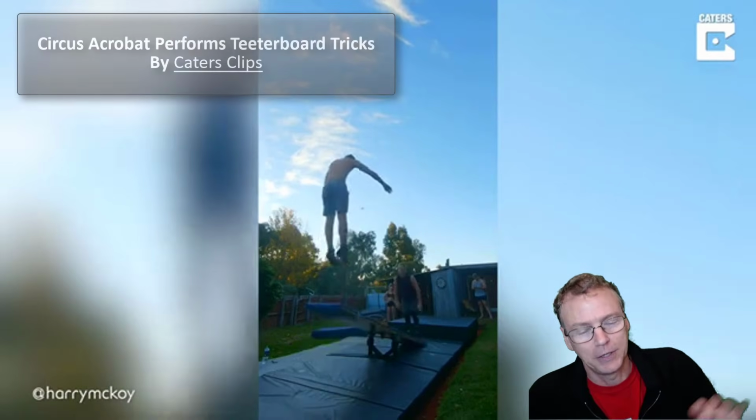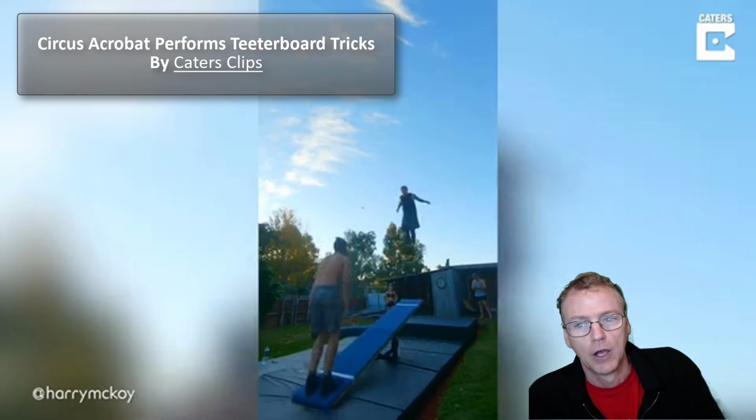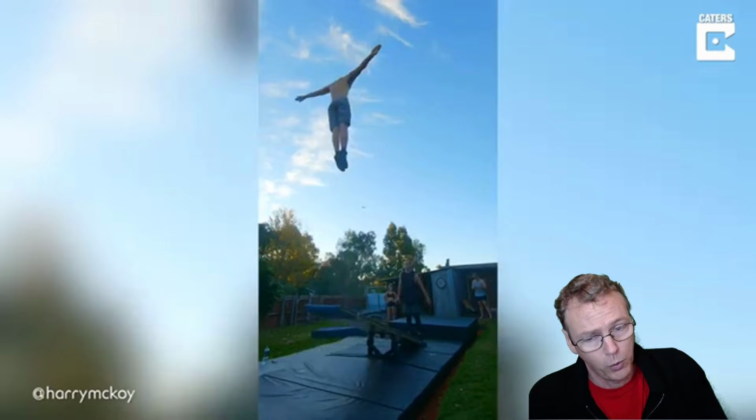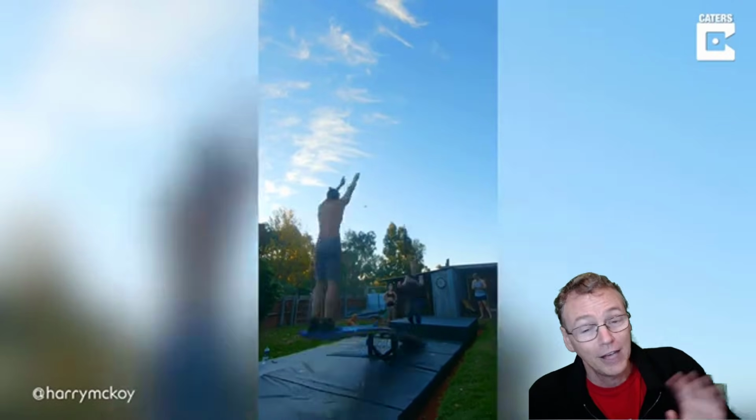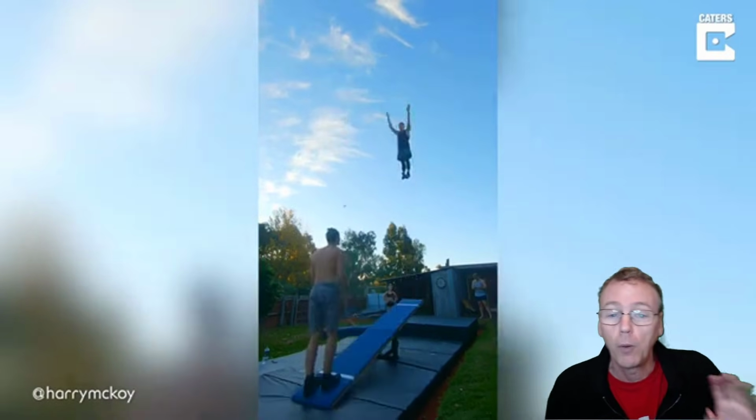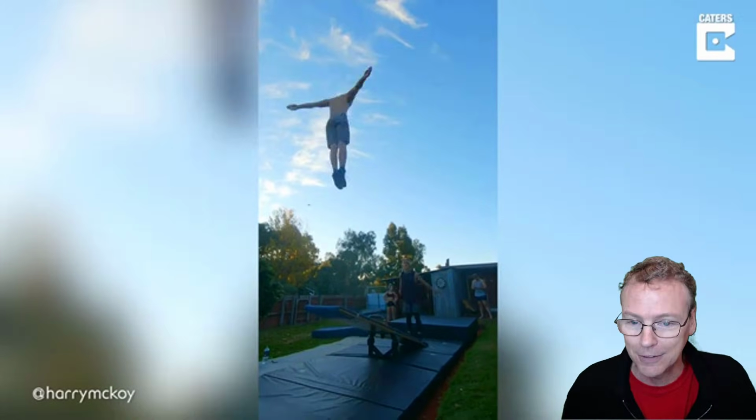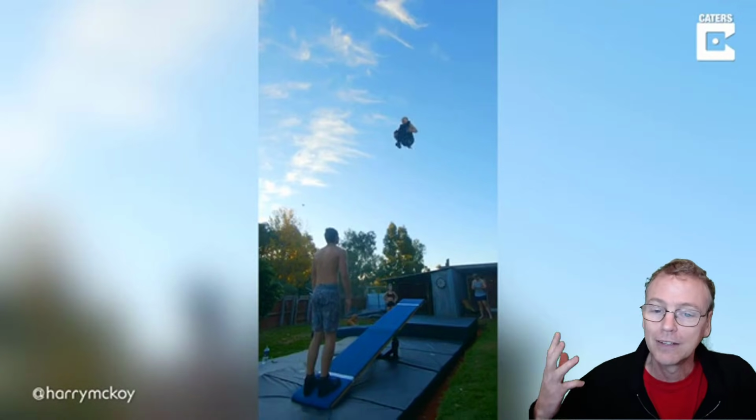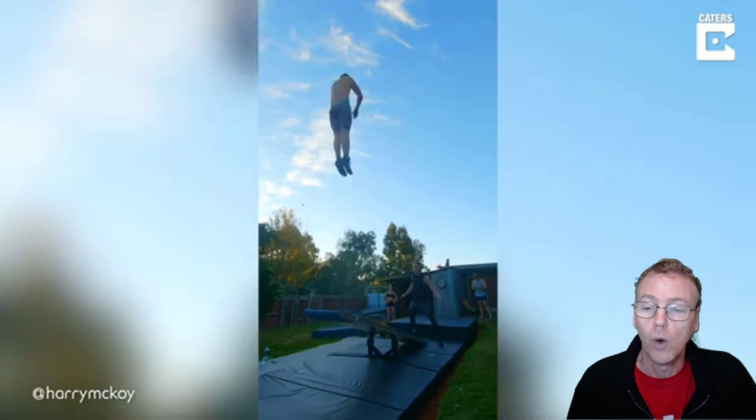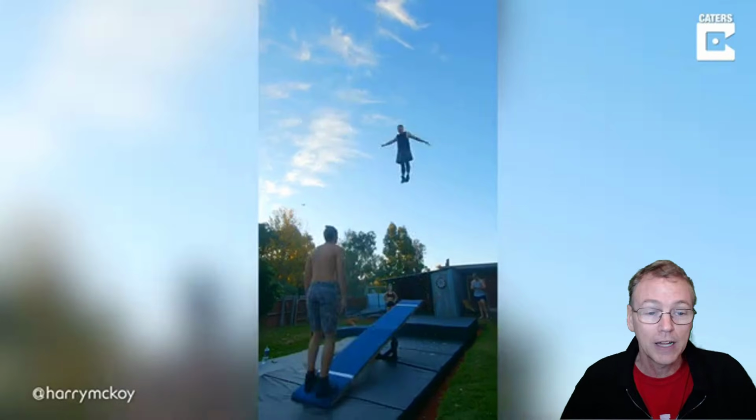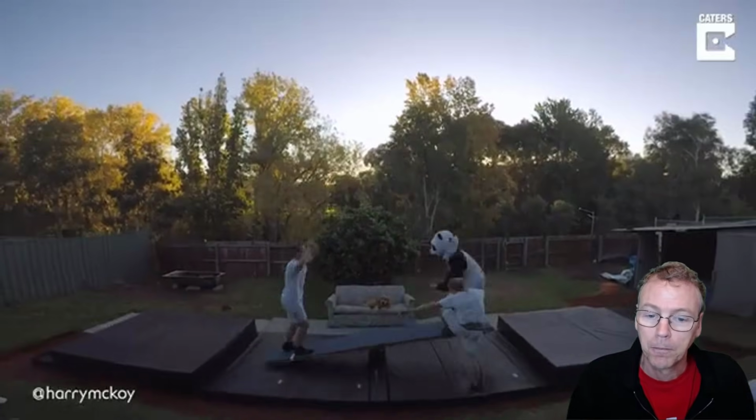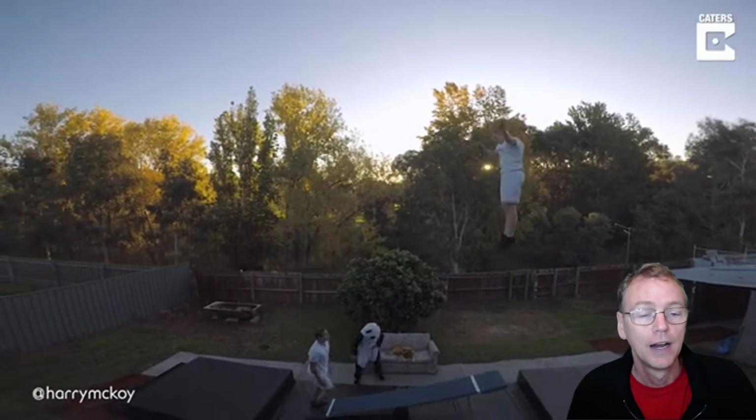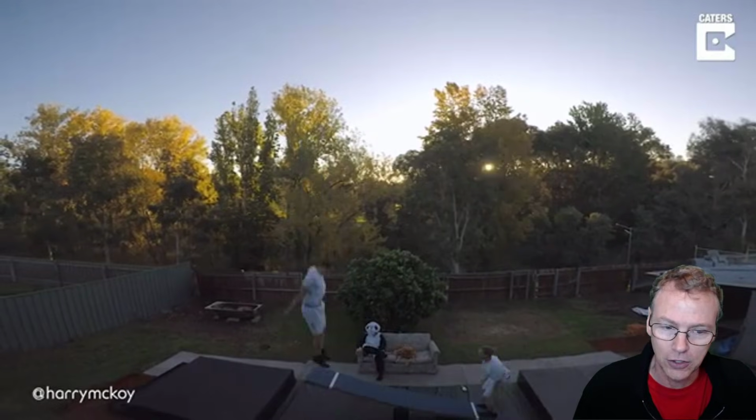But wait, hold up there, Mr. I can science that. What about these? These are clearly transferring momentum from one body to another. Yes, they are. But watch how the teeterboard flexes. This is not a rigid beam. This is an example of a spring. One side absorbs the energy and transfers it to the other side. And just like with the other springs that we saw before, it is energy that is being conserved.